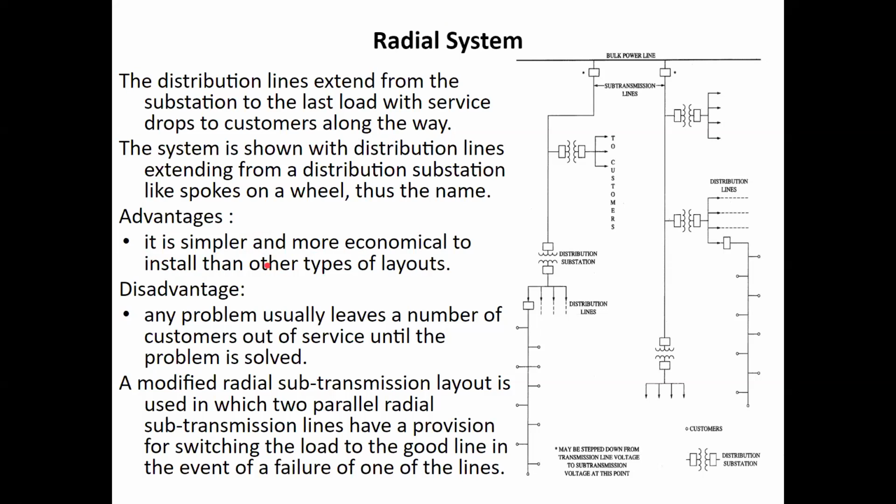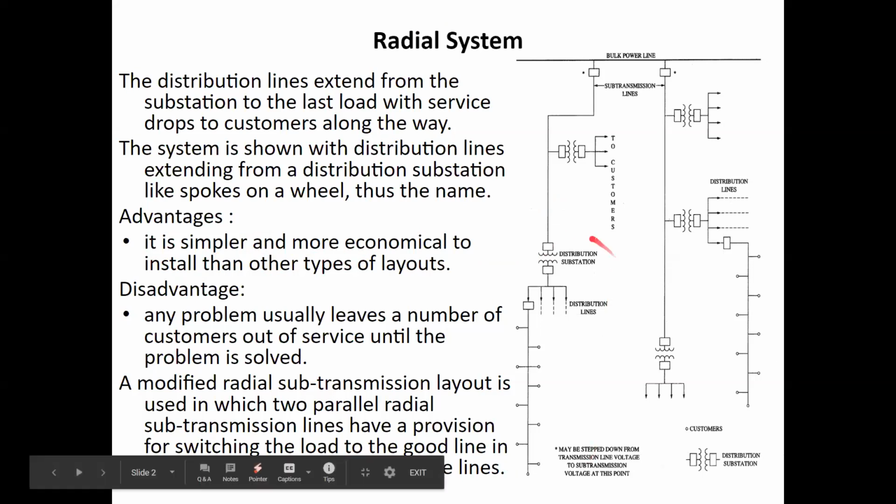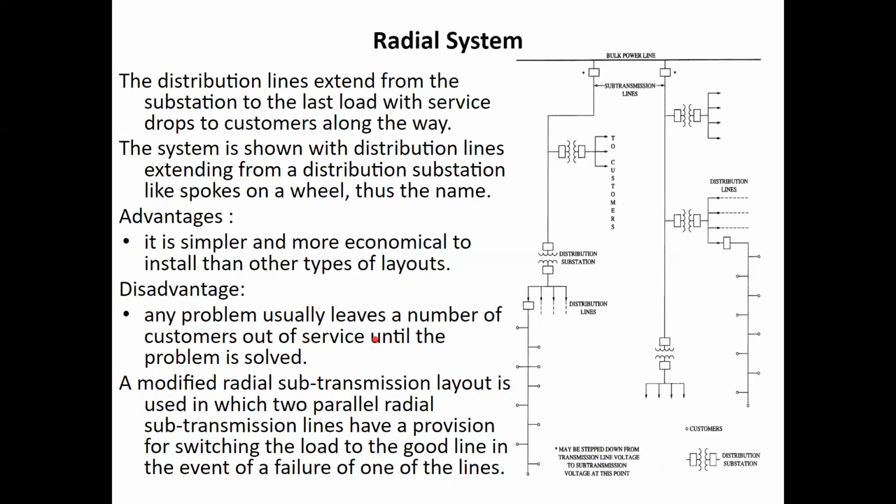But there is a disadvantage. If something happens here, this whole area will be disturbed. You don't have an alternate way to give supply to these customers. So usually a problem will leave a number of customers out of service until the problem is solved. So this is the problem of the radial system. It is simple, economical, but there is a problem. If something happens, a large number of customers will be out of service.